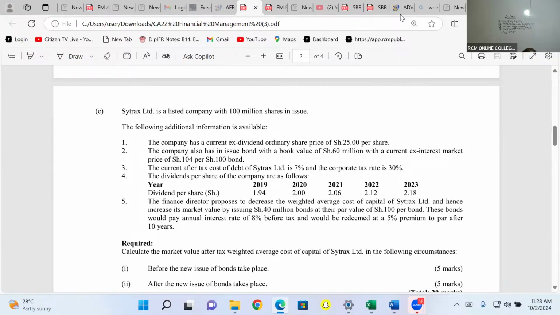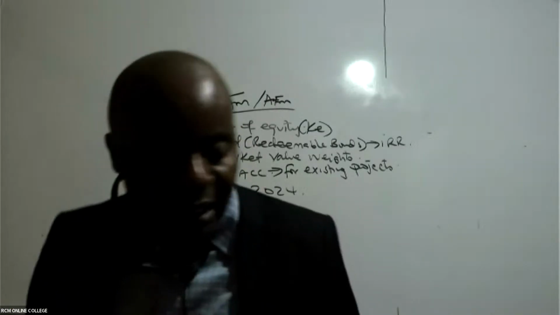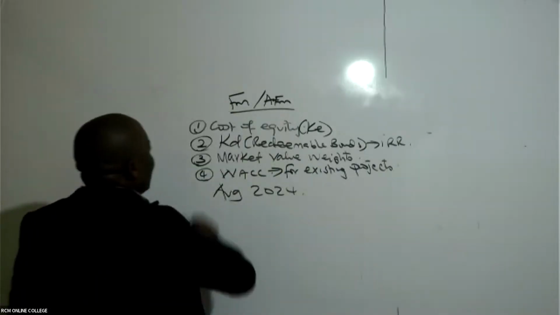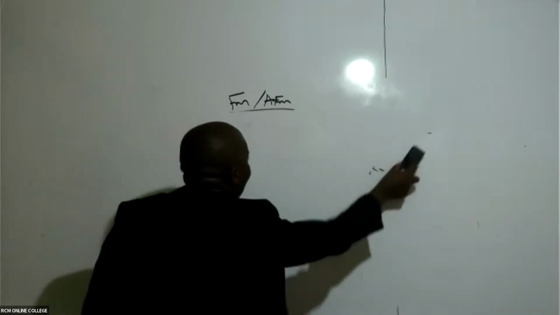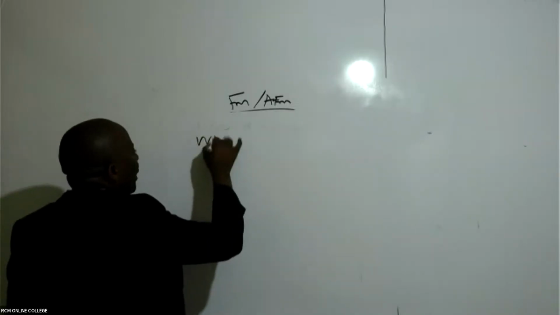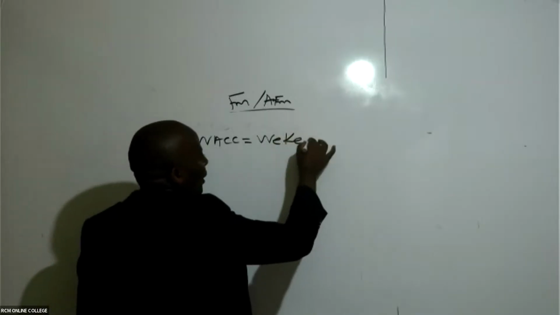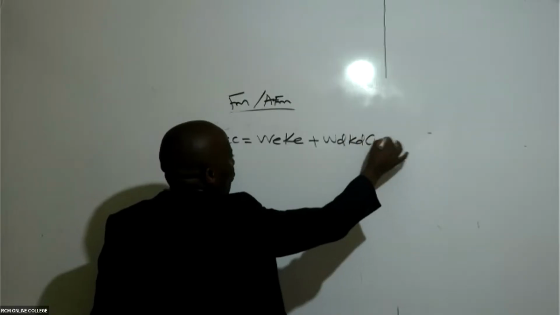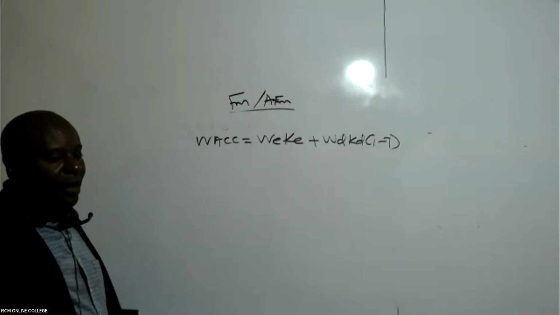Then how do we do that? That will be very, very easy. How do we get iAC? To get iAC, we normally take weight of equity, cost of equity, plus weight of debt, cost of debt, and this cost of debt must be after what year? After taxation. Cost of debt must be after taxation.